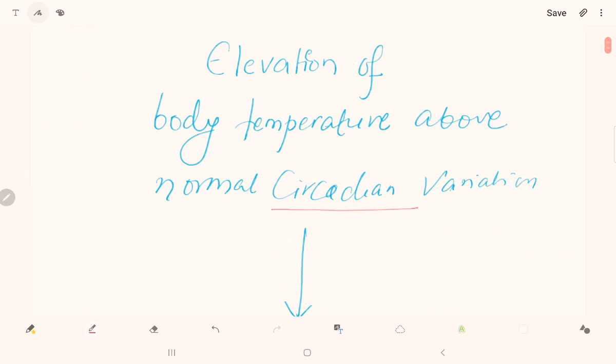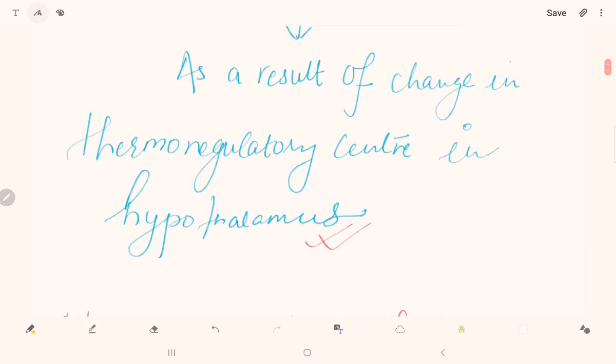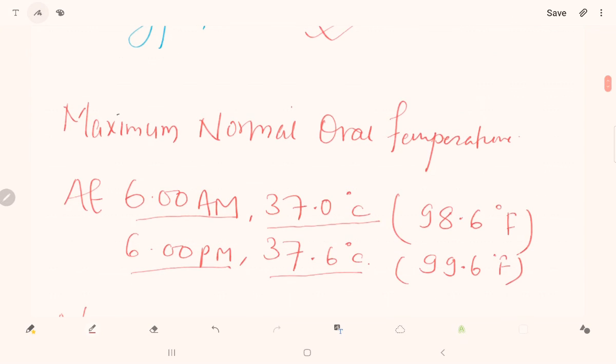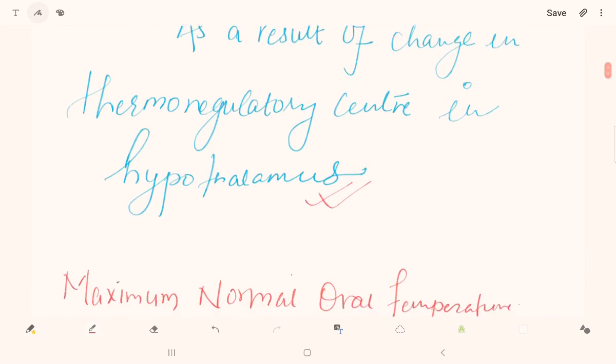So what does this normal circadian variation mean? It means that the temperature has to be elevated than 37 degrees Celsius at 6 a.m. and 37.6 degrees Celsius at 6 p.m. So when this temperature is exceeded, it is called fever, which is associated with change in the thermoregulatory center.